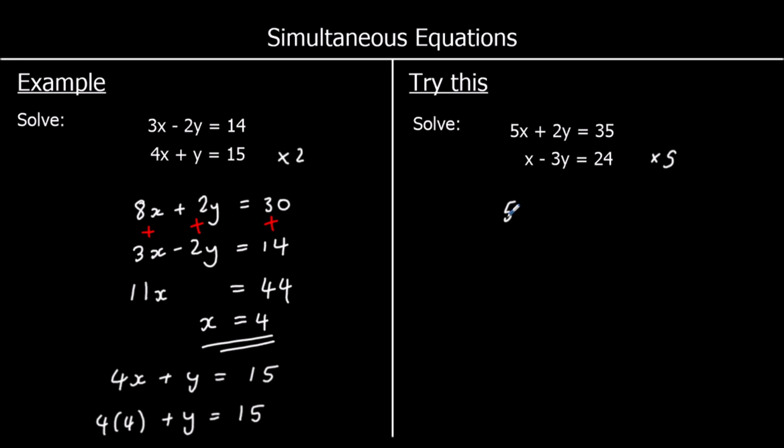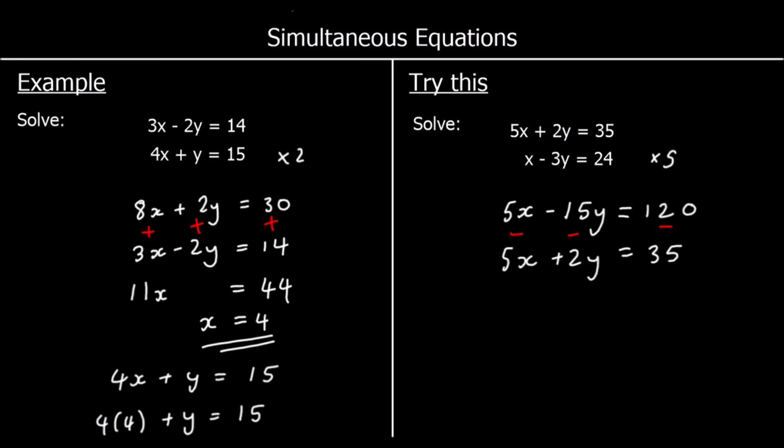So that's 5x minus 15y equals, what's 24 times 5, is 120. And the top equation, we've still got 5x plus 2y equals 35. So are the x's the same? Yes, they're exactly the same. They're both a positive 5. So we can get rid of them by taking them away.